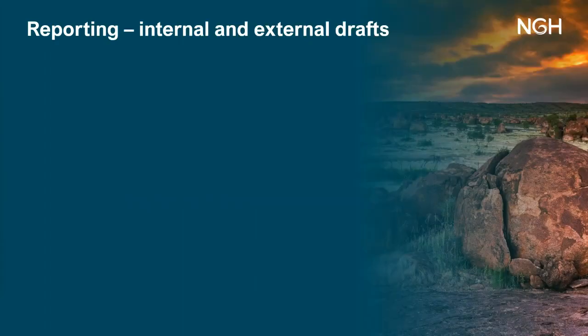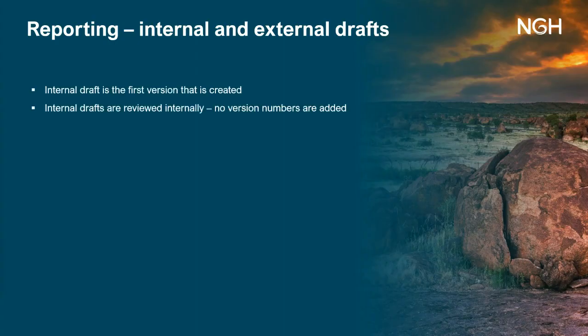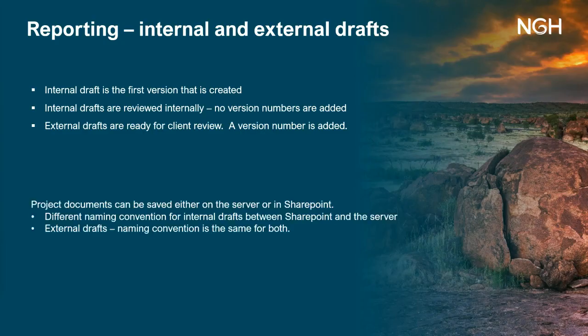There are two types of draft reports, internal and external. The internal draft is the first version that is created. Internal drafts are reviewed internally and do not have version numbers. Once a document has been approved internally and is ready to send to the client for review, it becomes an external draft and is given a version number.